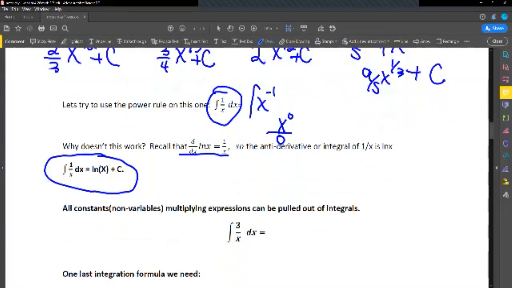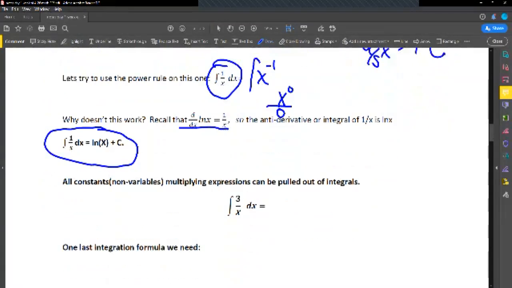All right, so that's the one thing. So if I want to integrate 3 over x, any constants can be pulled out of the integral. So I'm going to pull the 3 out. It's 3 times the integral of 1 over x. And of course, I know the integral of 1 over x, it's a formula, it's ln x, because the derivative of ln x is 1 over x. So it's 3 ln x plus c.